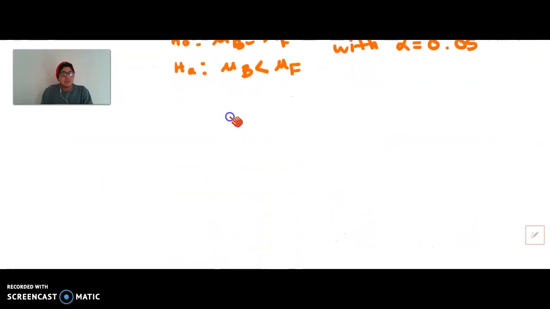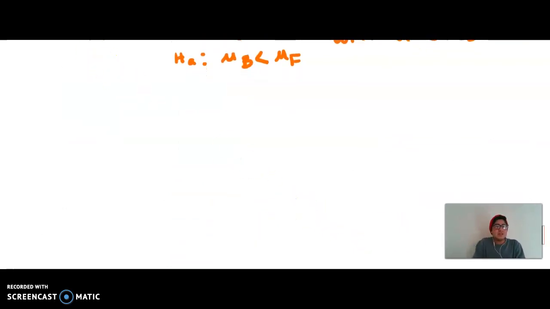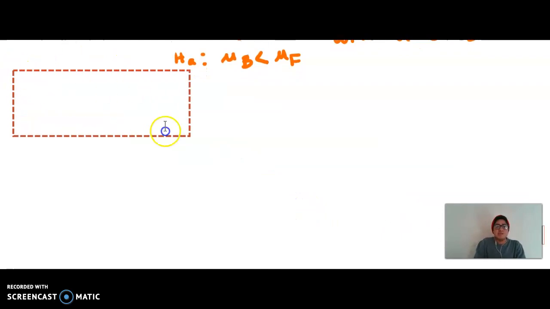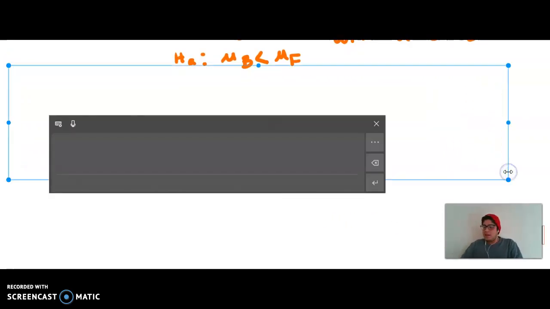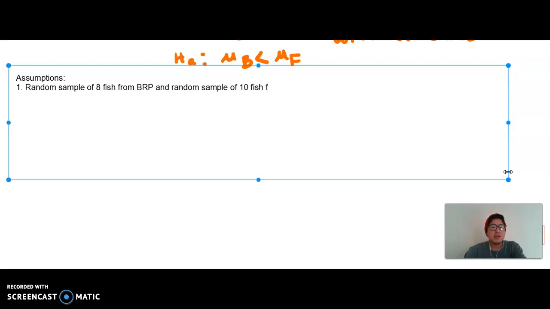Now, we have to check our assumptions to ensure validity in the procedures that we are doing. So, I have to check my 4 assumptions here. And we have the following. In my assumptions, the first one is that I had a random sample of 8 fish from Buy Right Pets, and then I had a random sample of 10 fish from Fish Friends.